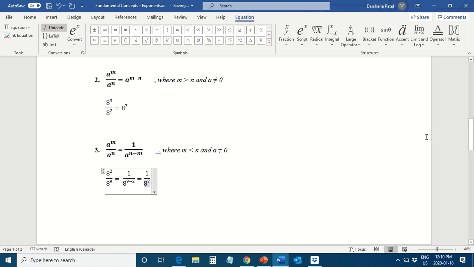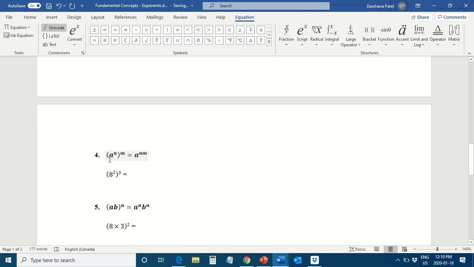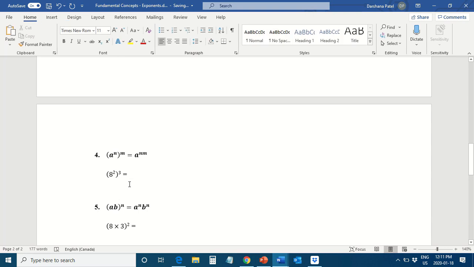Okay. That's rule number 3. Rule number 4, if we have one base and two exponents applied to it, we basically multiply the exponents. So we say a to the power of n times m. So in my example here, it will be 8 to the exponent 2 times 3, giving us 8 to the exponent 6.